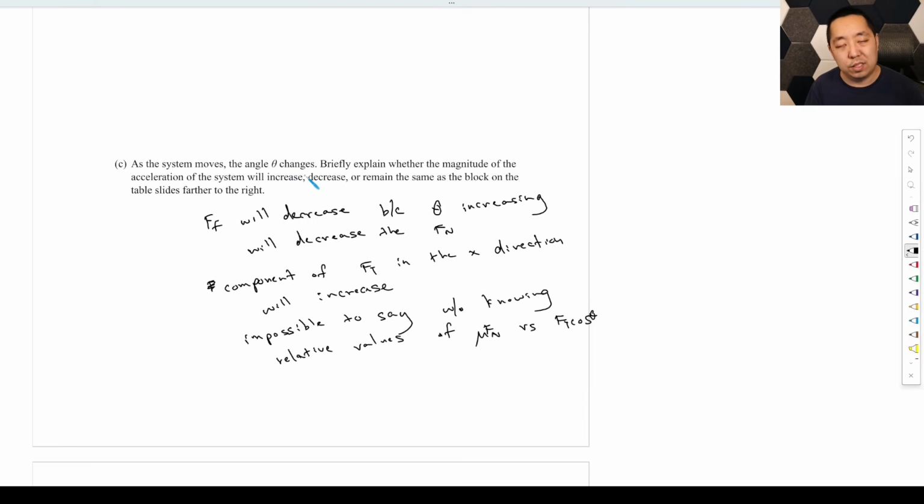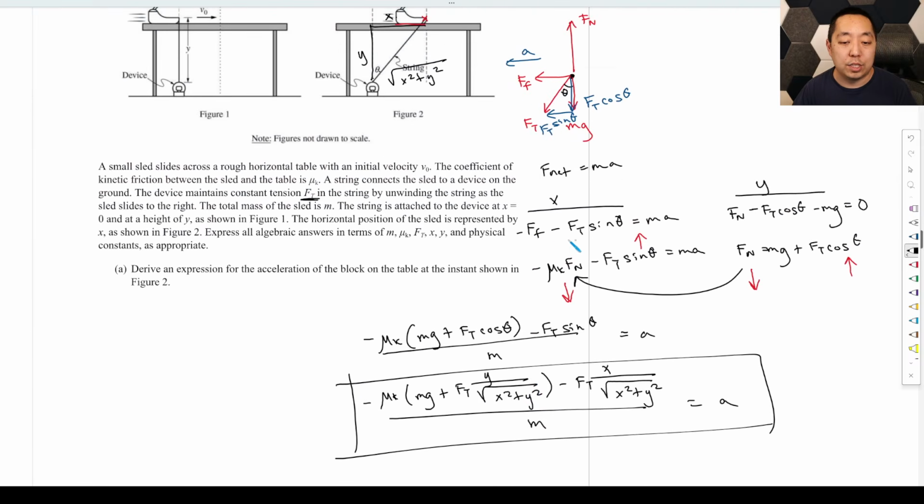So this is a question I wrote, and I probably didn't work it out well enough for this review. So there's not a right answer for this one. All I wanted you to understand in this part of the question was how the different forces are going to change as the angle increases.